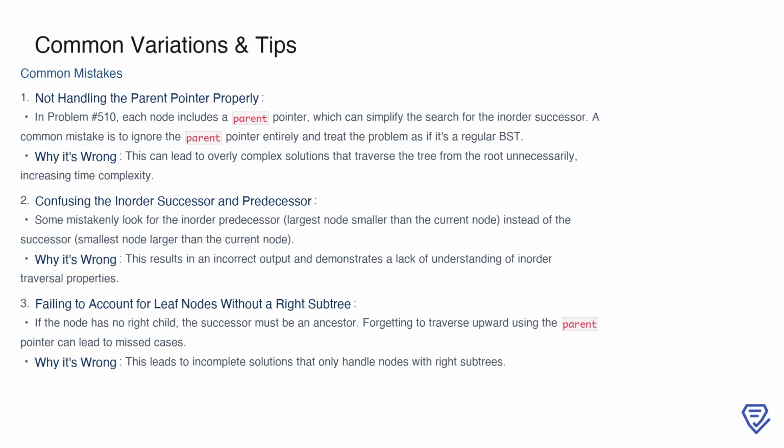Additionally, it's easy to overlook cases where a node is a leaf without a right child. In such scenarios, the successor must be located by traversing upward through the parent pointer to find an ancestor where the node lies in the left subtree. Failing to account for this situation results in incomplete solutions that only handle nodes with right subtrees.